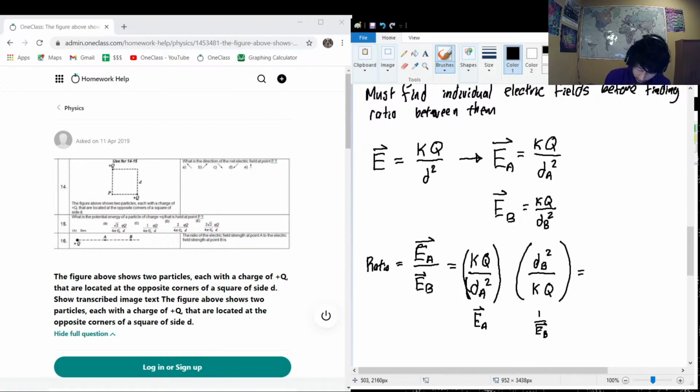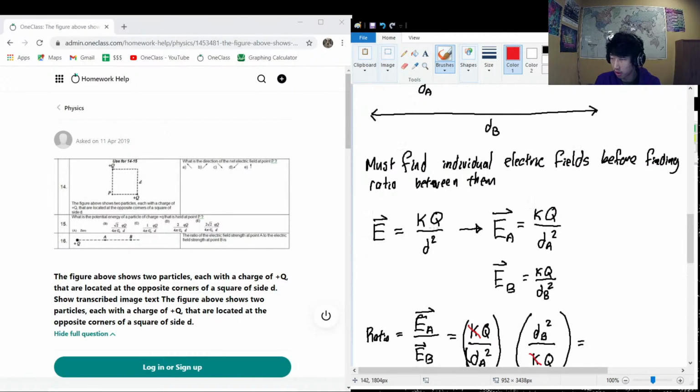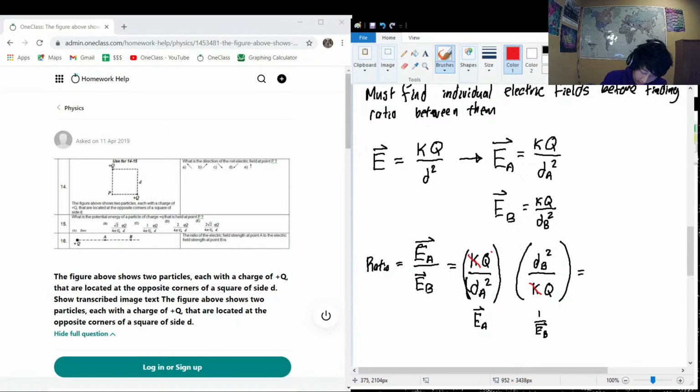Okay, and hey, would you look at this? The K on the top and the bottom cancel out. We have a K upstairs and downstairs, but they neutralize each other. Same with the Q, because we were speaking with respect to the same point charge Q on the line of action. They have the same Q, so that's going to cancel out on the top and bottom. So our final result is just going to be dB squared over dA squared.